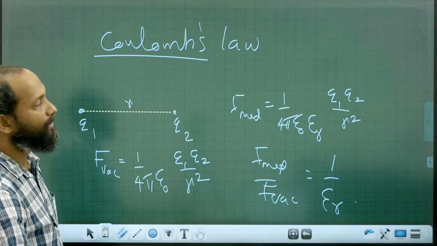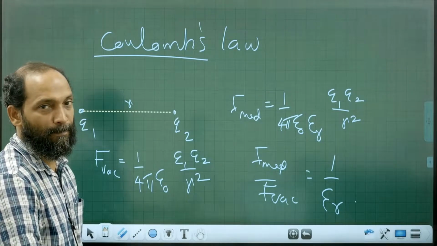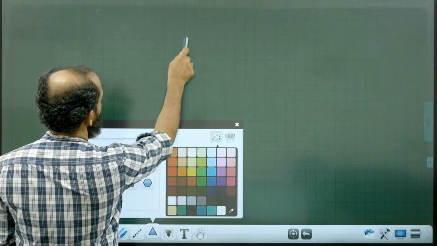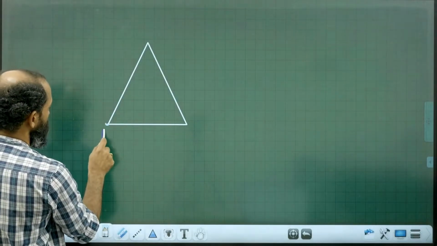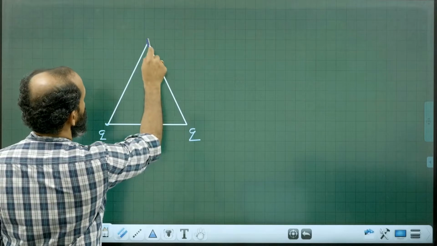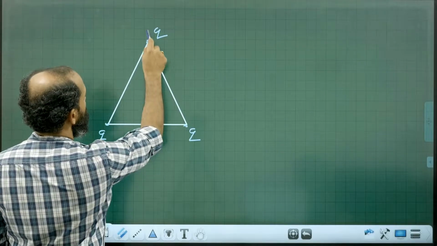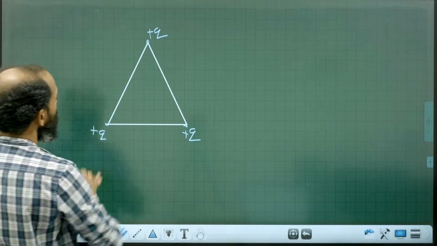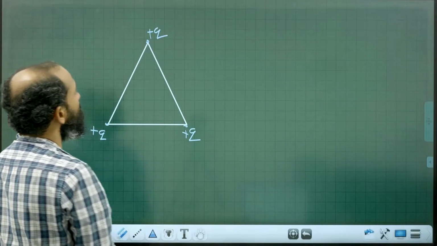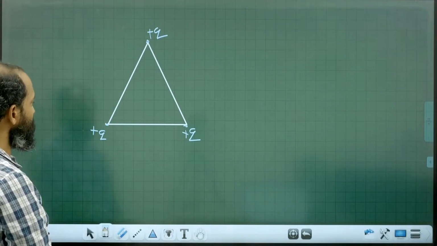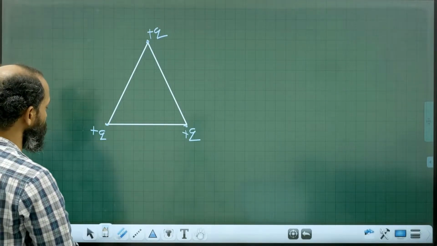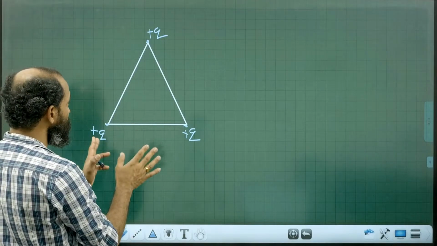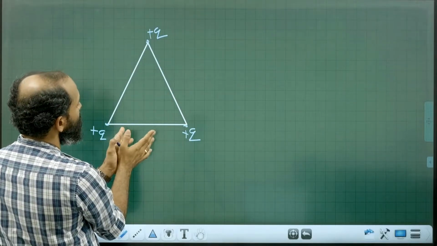For force, it can be applied with more than two charges. There we have to use the superposition principle. You have three charges: Q, Q, Q. All the three are equal in magnitude and positive. What is the sum total of all electrostatic forces acting on this system? The sum total of all electrostatic forces acting on the system would be 0.